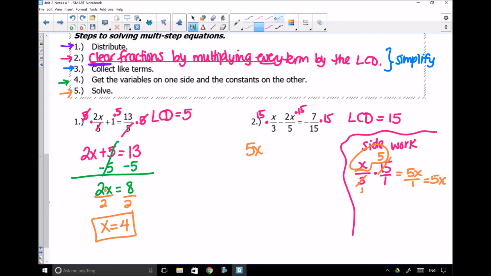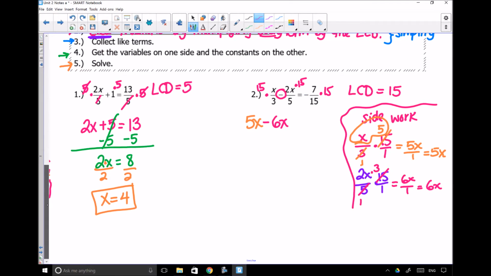The next term says 2x over 5. So I'm going to take 2x over 5 and multiply it by the 15 over 1. Well, let's see, is there anything that can cancel? This 5 and this 15 are both divisible by 5. So 5 divided by 5 is 1, 15 divided by 5 is 3. So I get 2x times 3, which is 6x, and then 1 times 1, which is 1, so I end up getting 6x. So I get 5x, don't forget the minus sign, minus 6x. Again, I ended up with no fractions, and that's what I'm trying to do. That's my goal, okay?